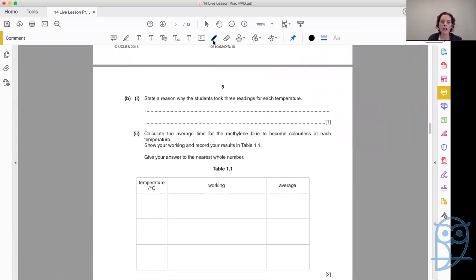State a reason why the students took 3 readings for each temperature. And because we took that time to go through the intro, we already know the answer to this one. Because we made a note that that was fantastic that they're taking the 3 readings, because they're improving the reliability of their results. So the reason why they did this, to improve the reliability of the results of the experiment.